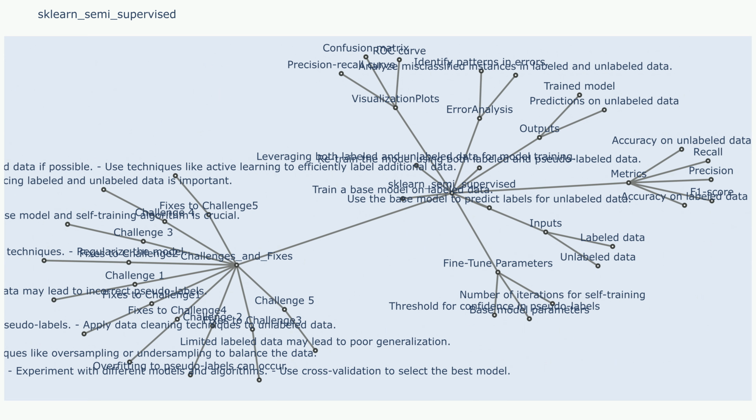Fixes to challenge 2. Data cleaning techniques can be employed to remove noisy or corrupted instances from the unlabeled data. This helps ensure that the model learns from clean and reliable data.